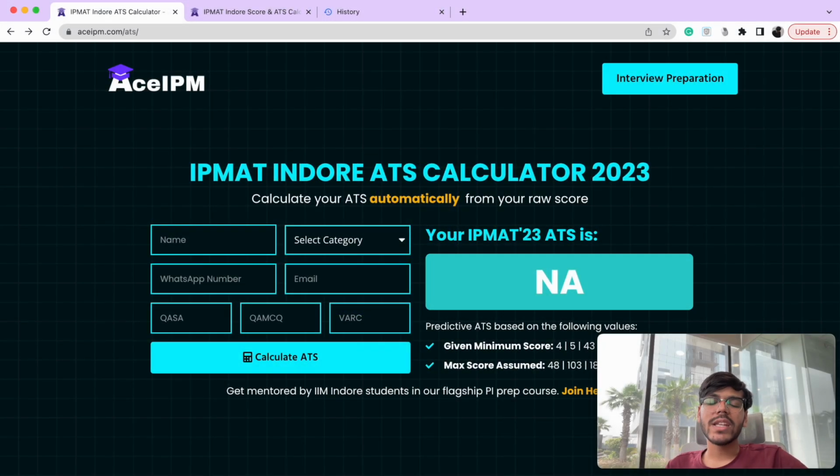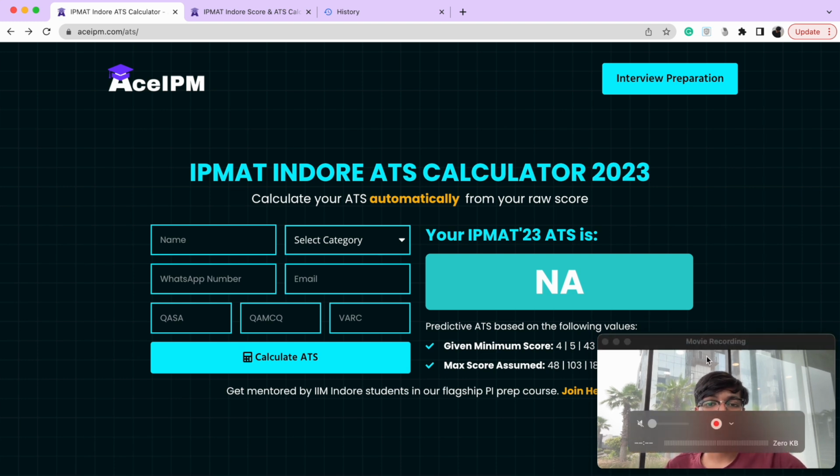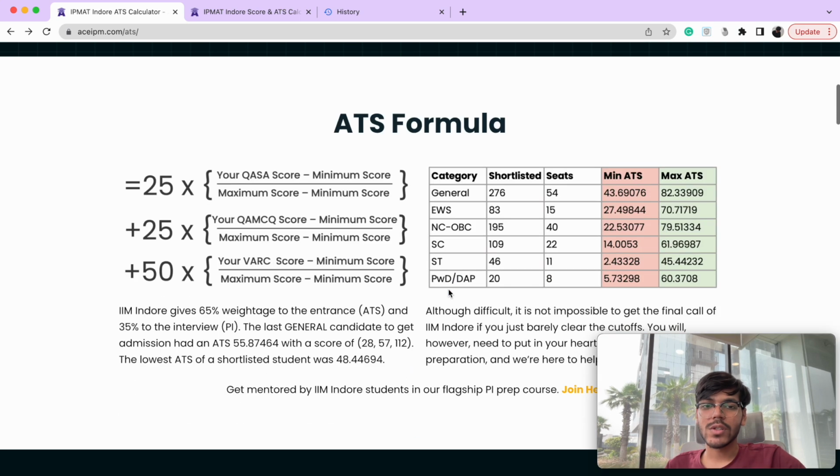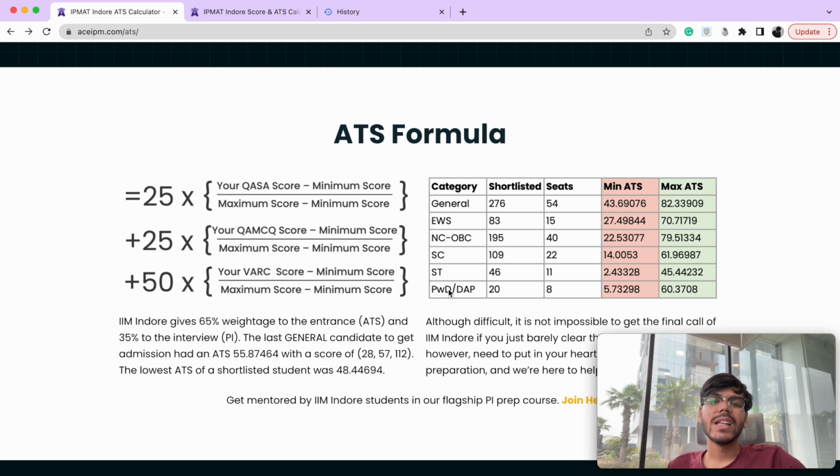Now, ATS, or the aptitude test score, is the means by which IIM Indore judges you on the 65% weightage that it gives on your aptitude test score. They do not take your overall score. Rather, they take the score and normalize it across the three sections, give it a proper weightage, and normalize it with respect to the lowest and maximum scored in that particular section. The formula is something like this, wherein your QASA score, QAMCQ score, and VRC score have to be inputted.